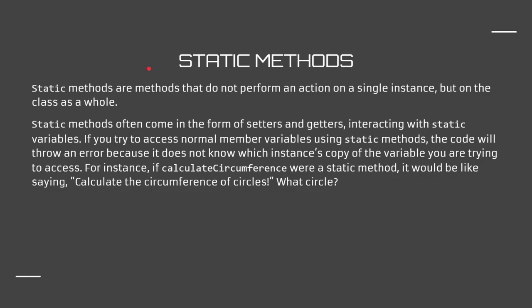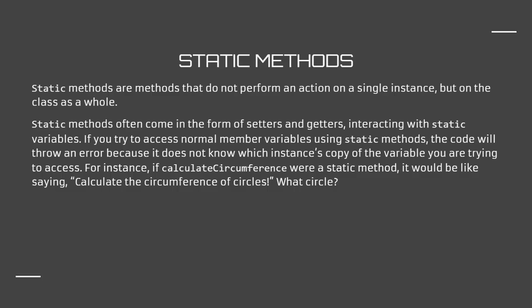So static methods are methods that do not perform an action on a single instance, but on the class as a whole. Static methods often come in the form of setters and getters that interact with static variables. If you try to access normal member variables using static methods, the code will throw an error because it doesn't know which instance's copy of the variable you're trying to access. So if you have a normal member variable, which each different instance has its own copy of, and then you have a method that applies to the class as a whole, and you call it, it doesn't know which member variable you're trying to access.